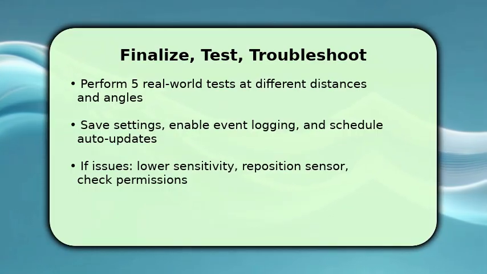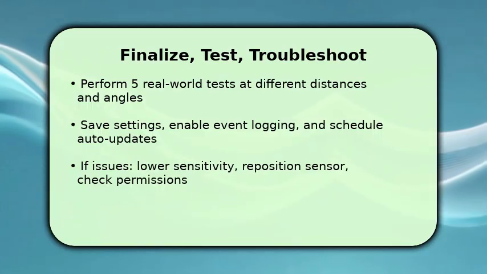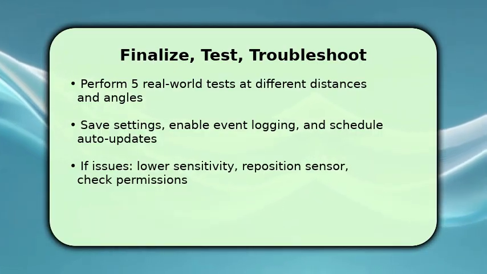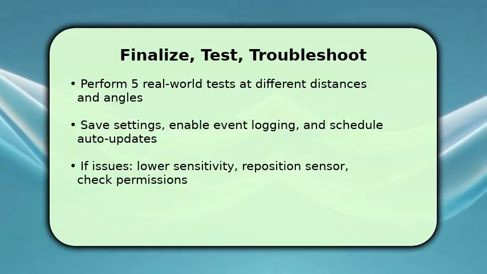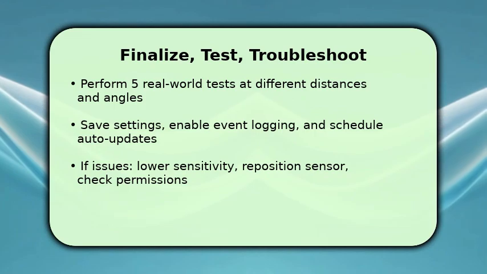If things go wrong, try one key troubleshooting tip. Lower sensitivity and slightly reposition the sensor toward human traffic. Also verify app permissions and restart the lock. This resolves most false positive and misdetection problems.